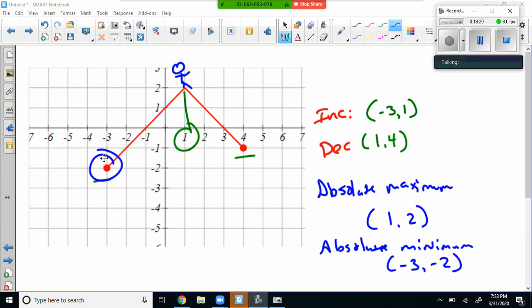Yeah. And it's this -3, -2 right here. And the reason being is right there. See, the graph is not going on forever. So we've got a defined point within that graph that we're determining mins, max, increasing, decreasing. That would be slope. That's a big word for slope.